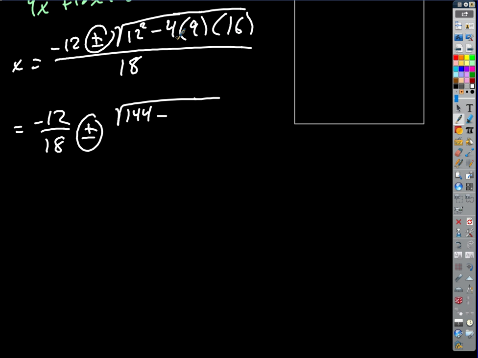Times 4. If we multiply by 4, we double and redouble. It's negative 4. So we've got 4 times 144. We double and we get 288. We double again and get 576. Okay.